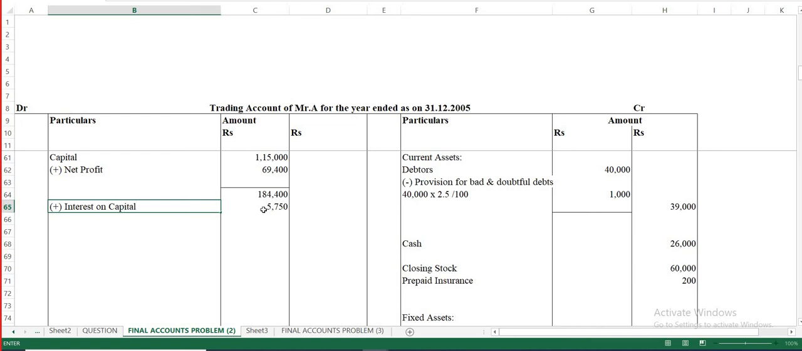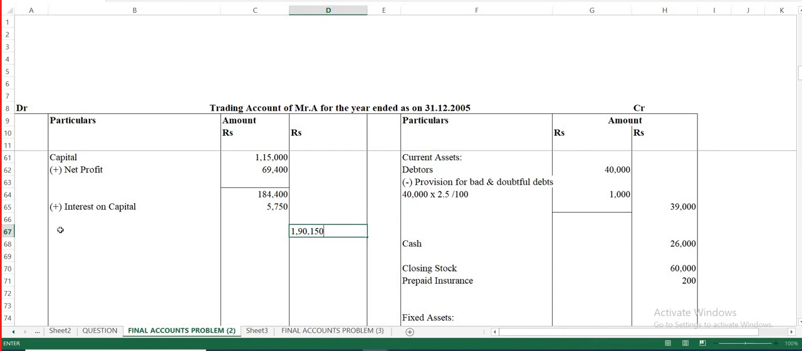Interest on capital. So just add these two. So I am getting 1,90,150. I don't have any other item, so I am entering the final column itself. If there are drawings, you have to subtract, and interest on drawings, you have to subtract. If you don't have anything, you just leave it. Okay.